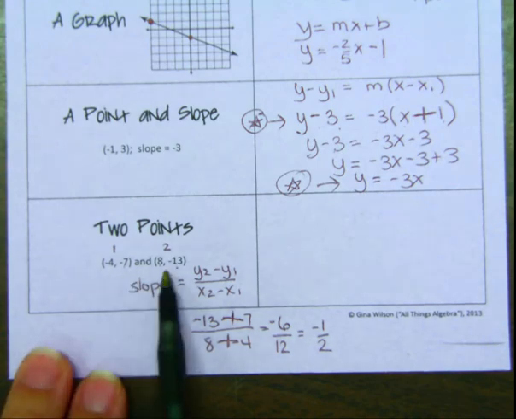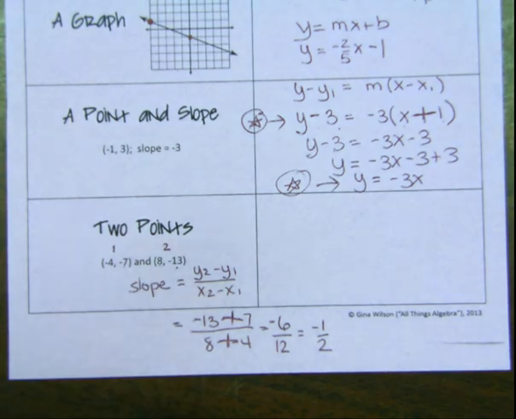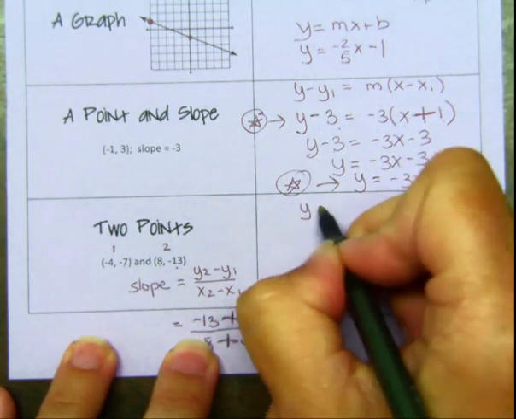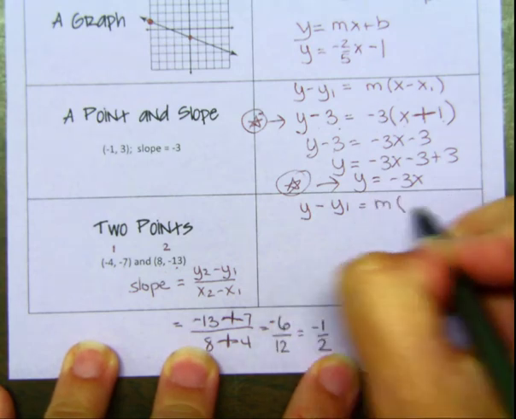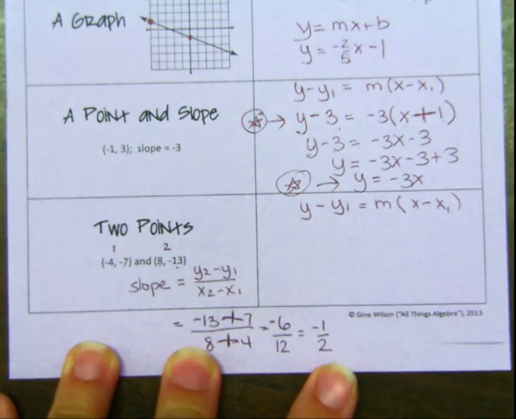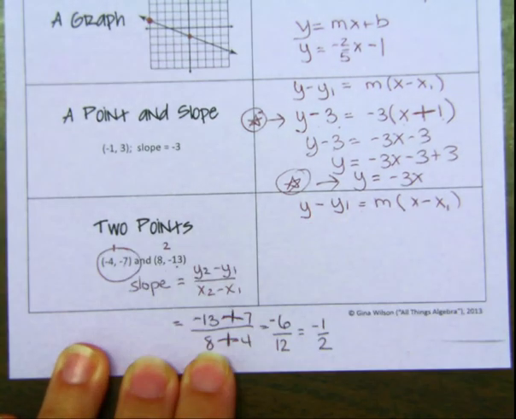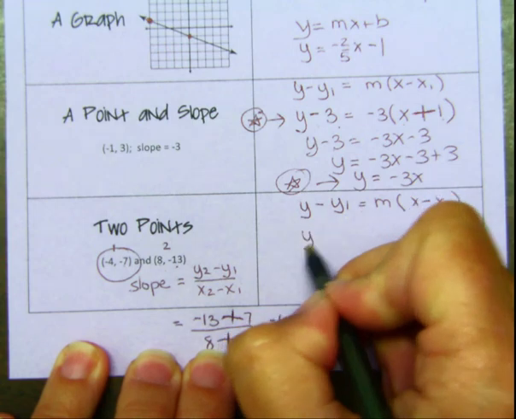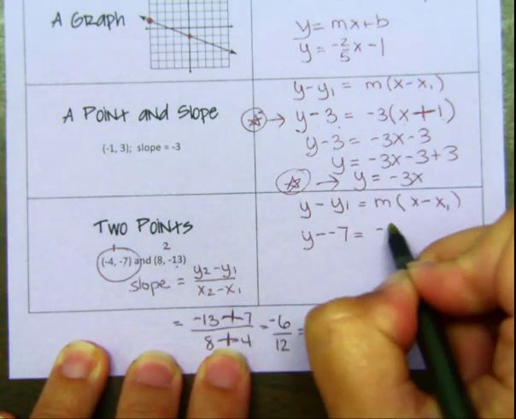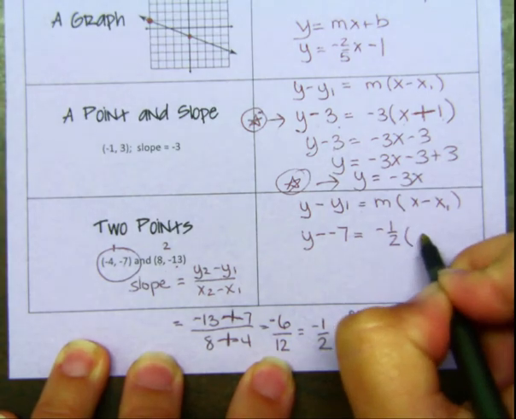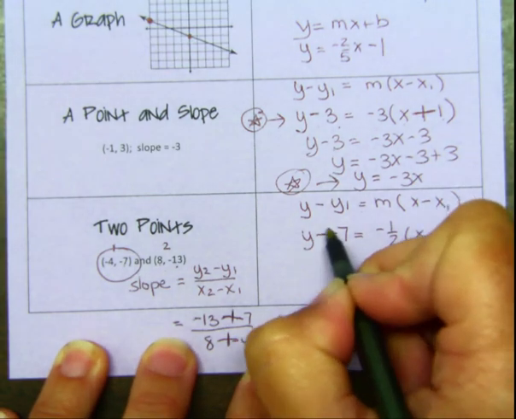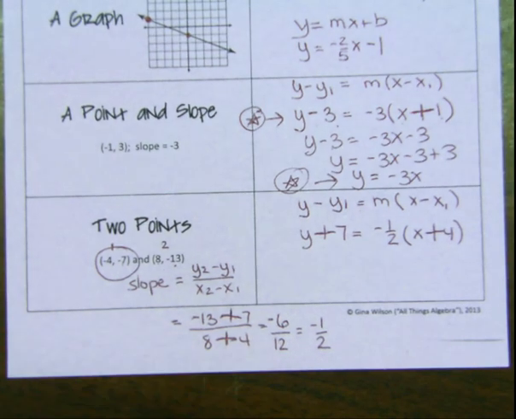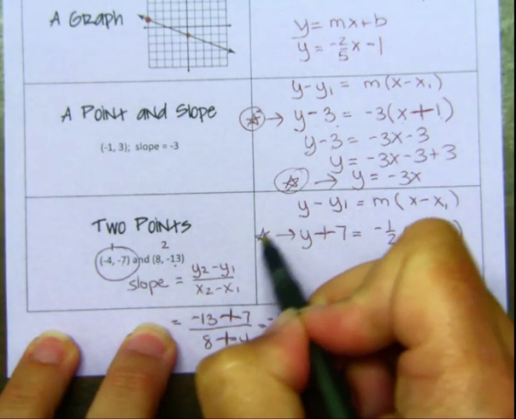Now, they give me 2 points, so right away I could just use point slope. I know that I have y minus a y value from one of my points, and that's going to equal my slope times x minus an x value from one of my points. I'm just going to pick one of my points, it doesn't matter which one, and plug in the y value from that point, plug in the slope, which we found was negative 1/2, and then plug in the x value from that point. And then I'm just going to go ahead and clean up those double negatives. And so now I have the equation of the line in point slope form.